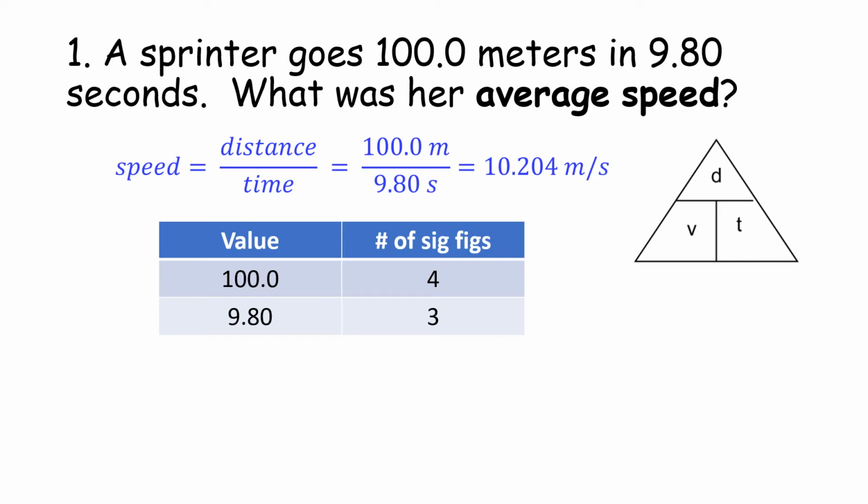So 100.0, that has a decimal in it, so all the zeros count. That has 4 significant figures. 9.80, that has a decimal in it, so that trailing 0 counts. That has 3 significant figures. Your answer cannot be better than your least significant measurement. So we have to round 10.204 off to 10.2, 3 significant figures, to match our least good measurement. Final answer, 10.2 meters per second. The answer is not 10.2 all by itself. It has to have a unit of measurement.